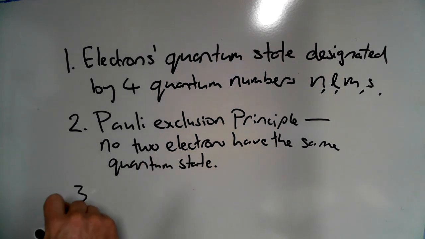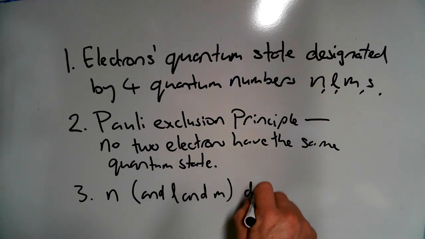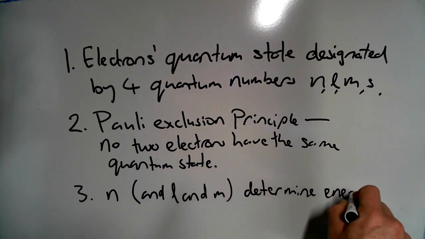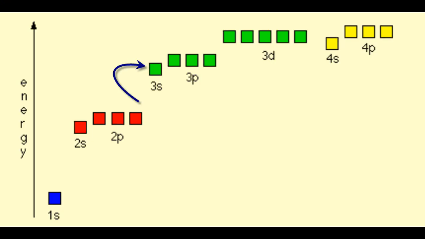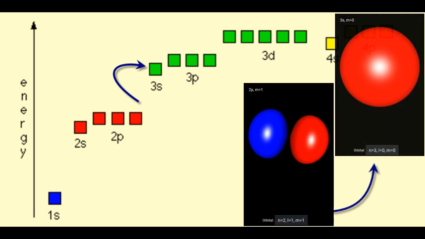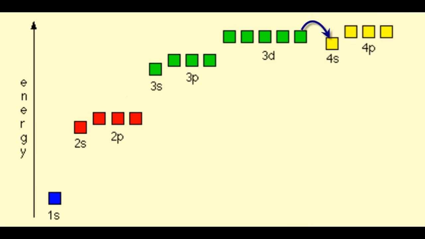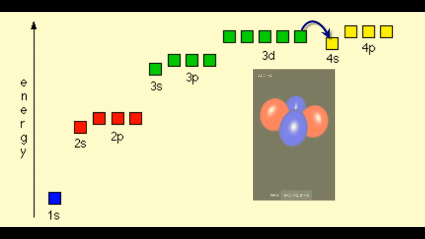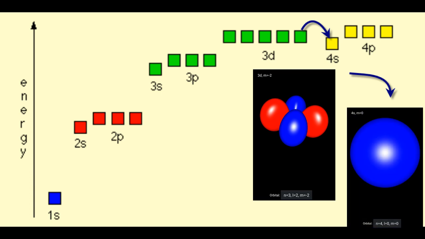Number 3, the quantum numbers, n in particular, but also l and m to a lesser extent, reflect the amount of energy that the electron has. Higher n means higher energy. The upshot is this. If an electron is given energy, it must transition to a higher energy quantum state. And it can only do this if that state is vacant. There is not already an electron with those particular 4 quantum numbers. Conversely, if an electron is to lose energy, then it must fall back to a lower energy quantum state. Again, this is only possible if that state is vacant.